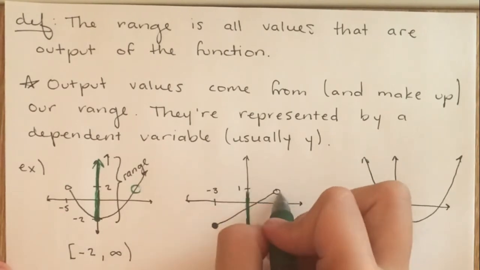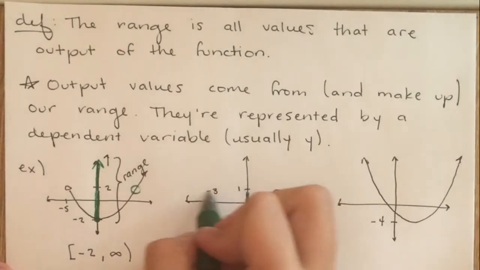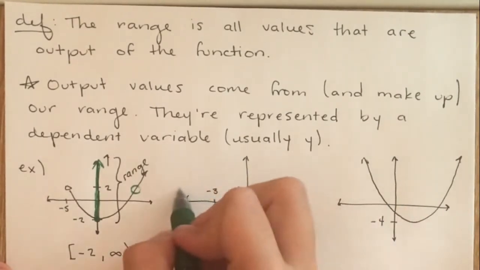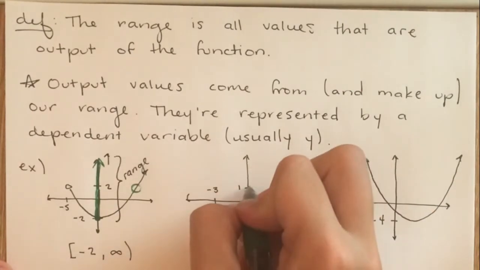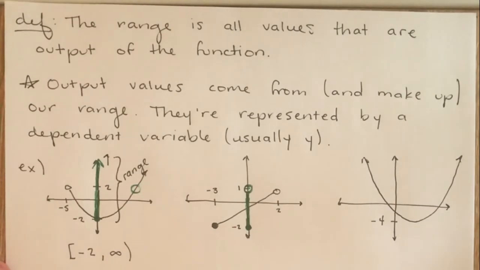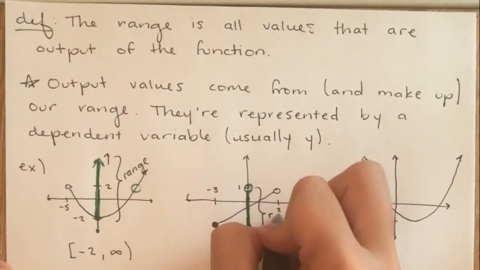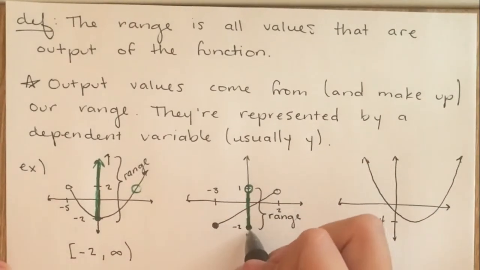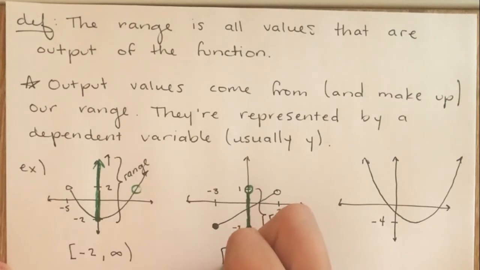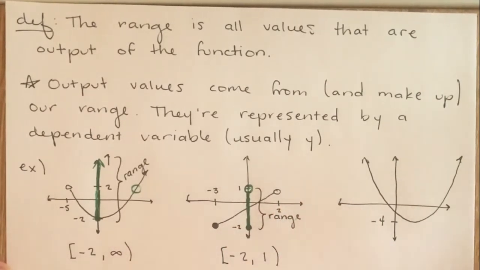Then we get up to this 1, and this is an open point. We look along that line, y equals 1. The function never intersects it again after that. So we can mark that as an open point, and that is the end of our range. So this is our whole range right here. We're starting at -2, and it is included, so we have a bracket, -2 to 1, parenthesis.